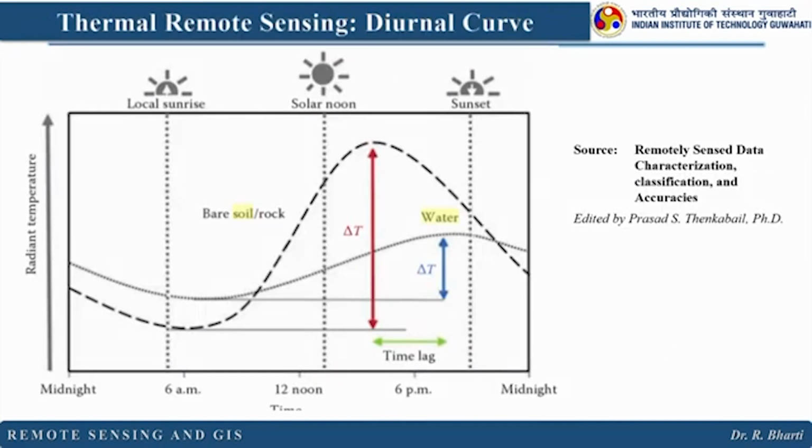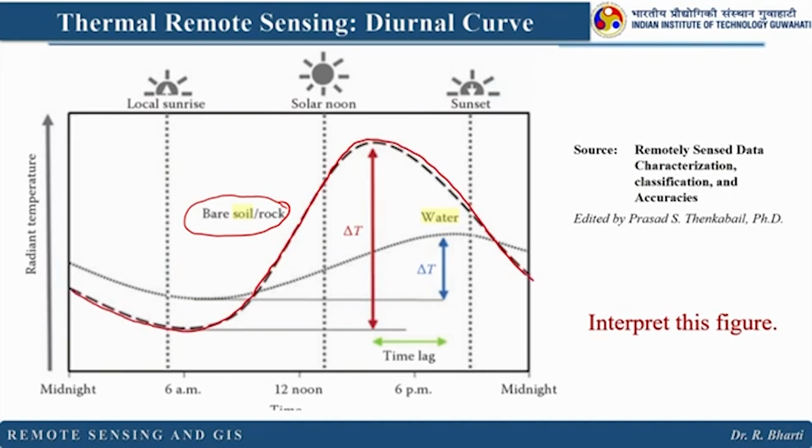Now this is one example of why thermal remote sensing is very important. So let us interpret this particular figure. Here if we consider the first one, let us go with this bare soil, right? Bare soil or rock. So here this is the local sunrise. So this is the spectra for that, and this is the y axis where we have radiant temperature. In the x axis we have time, right?